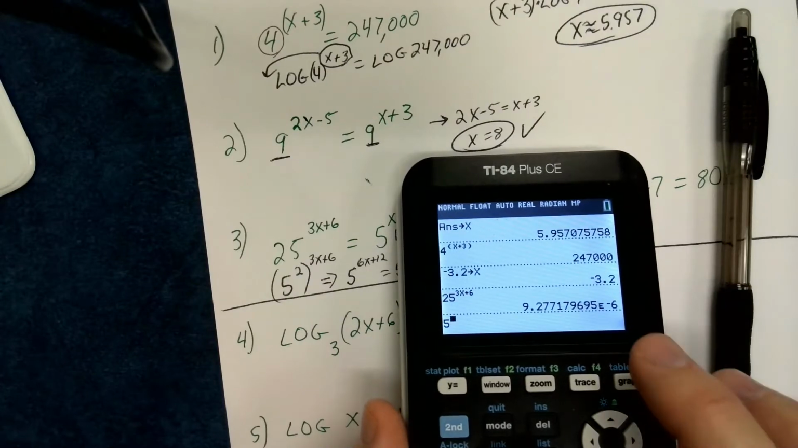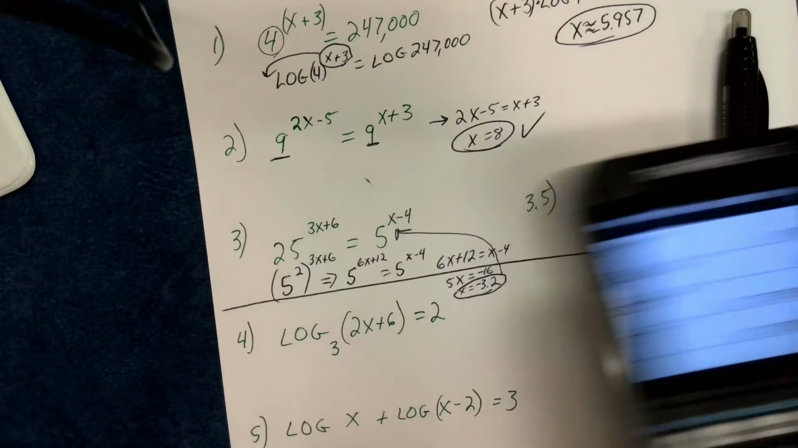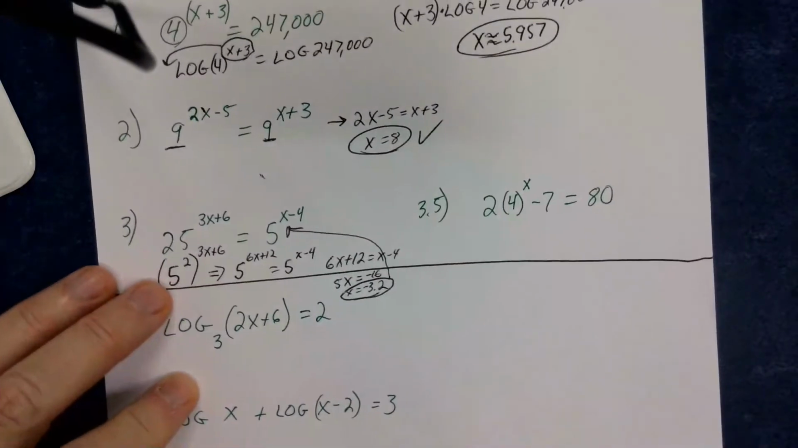Now let's do the other one, 5 to the x minus 4. 5 raised to the x minus 4. Hey, I get the same number. Check, check. That works. Feeling pretty good about that.